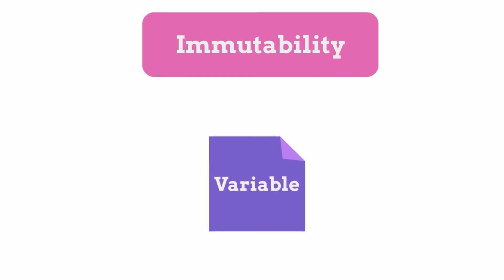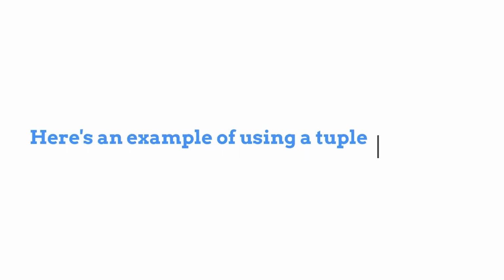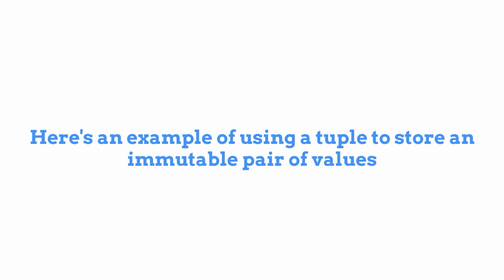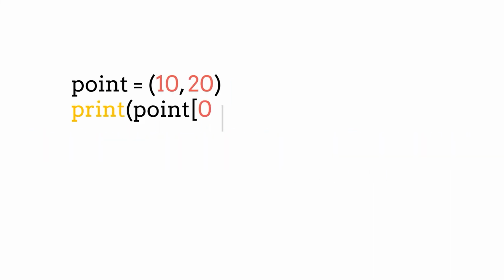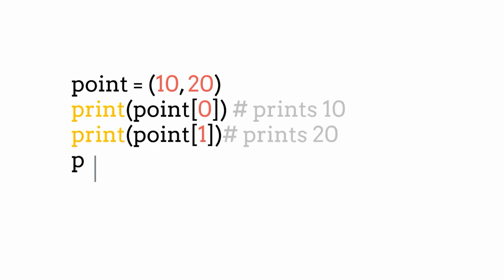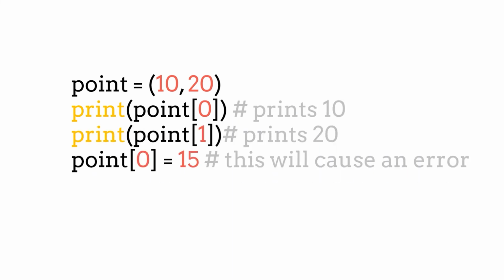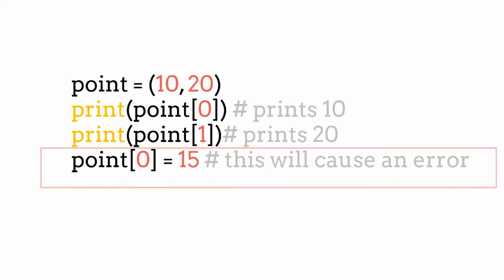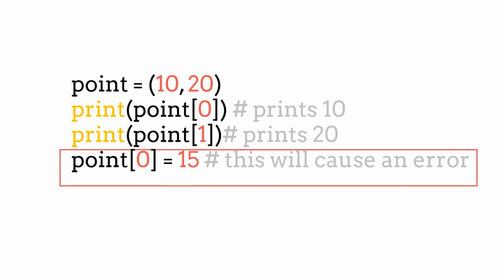Another important concept in functional programming is immutability. In Python, certain data types are immutable, meaning that once they are created, their values cannot be changed. These include tuples and frozen sets. Here's an example of using a tuple to store an immutable pair of values. Trying to change the value of an element in a tuple will cause an error, because tuples are immutable. This can be useful when you want to ensure that certain values don't get modified accidentally.